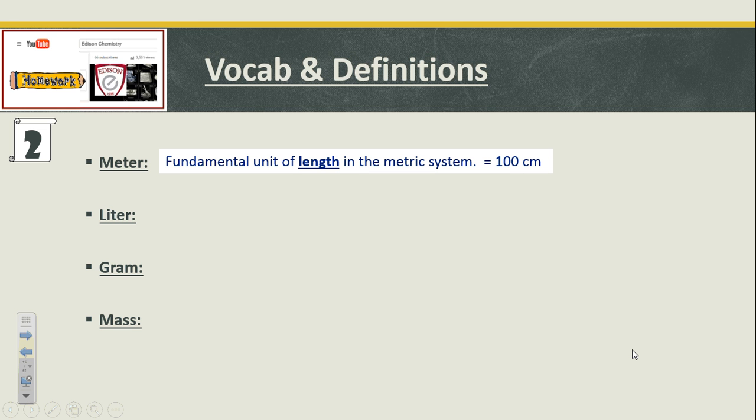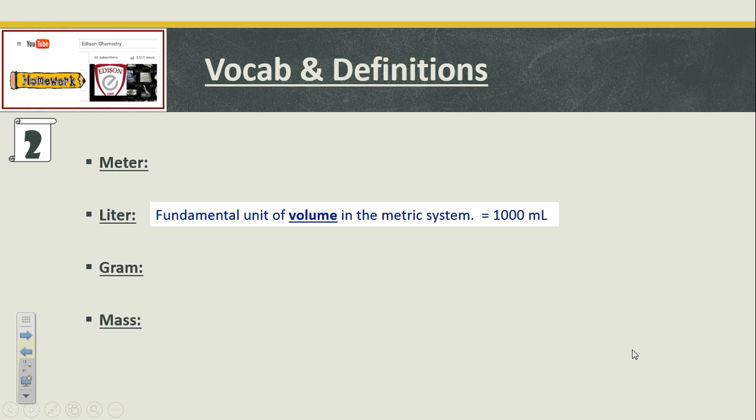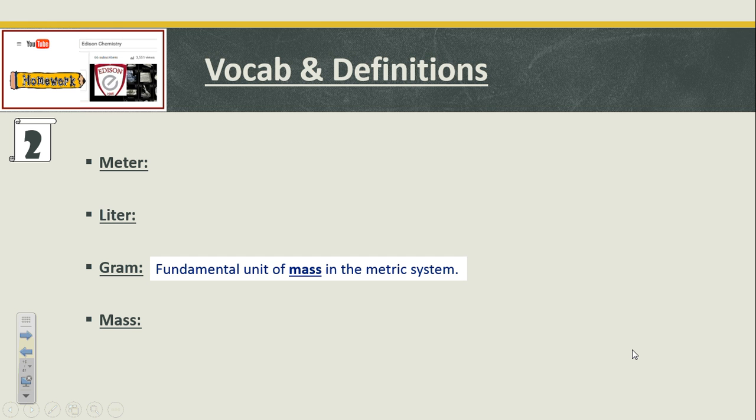Some basic units: meters. They're about the same in length as a yard, but they're not the same. The fundamental unit of length in the metric system is the meter, and it's equal to 100 centimeters. The fundamental unit of volume in the metric system is a liter. It's equal to 1,000 milliliters. A gram is the fundamental unit of mass, and a gram is a gram. The gram, liter, and meter are actually all related. I'll tell you that some other time in a different podcast.